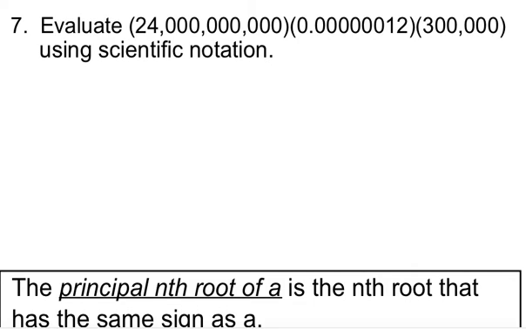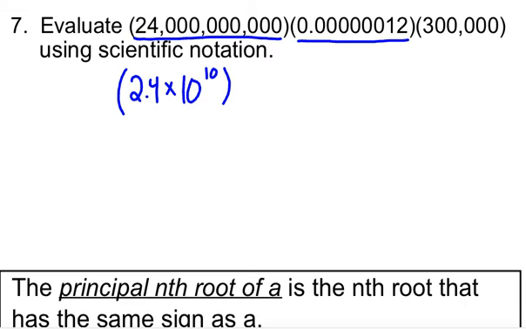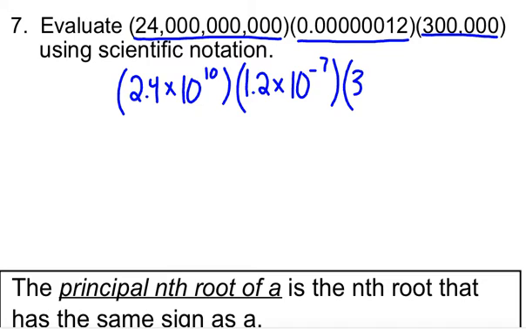But we can use our properties of exponents to do operations with scientific notation. For example, this very large number. I'm going to write it in scientific notation. It's 2.4 times 10 to the 10th, I believe. Okay, and then we want to multiply that by this number. So in scientific notation, that is 1.2 times 10 to the negative 7. And then we have this number, which is 3.0 times 10 to the 5th.